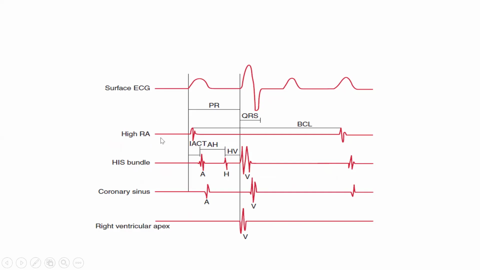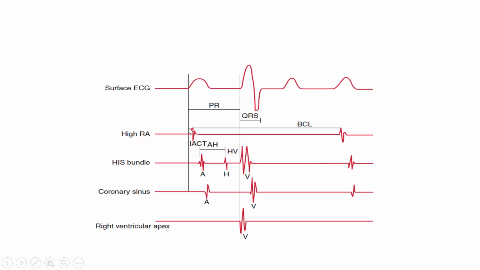Anytime you start pacing, the terminology changes. For example, we are not pacing here now. This will now be A, you have H, V. But when you start pacing, you will call that pacing electrode S. That's you are adding stimulus.